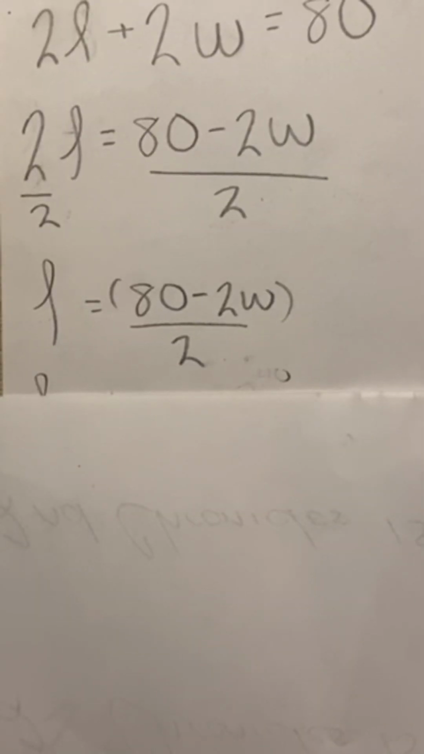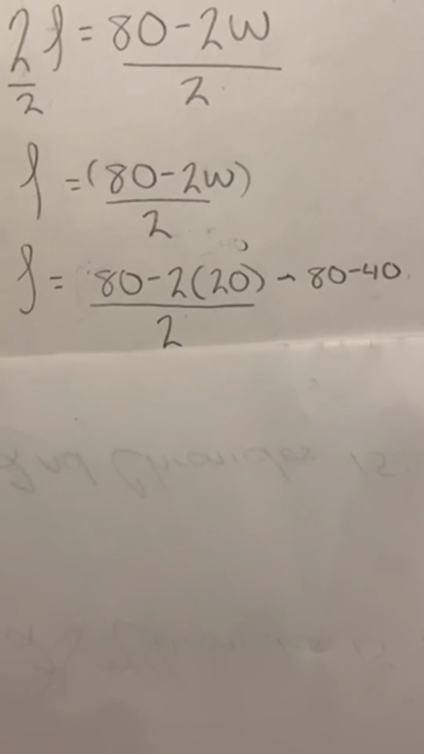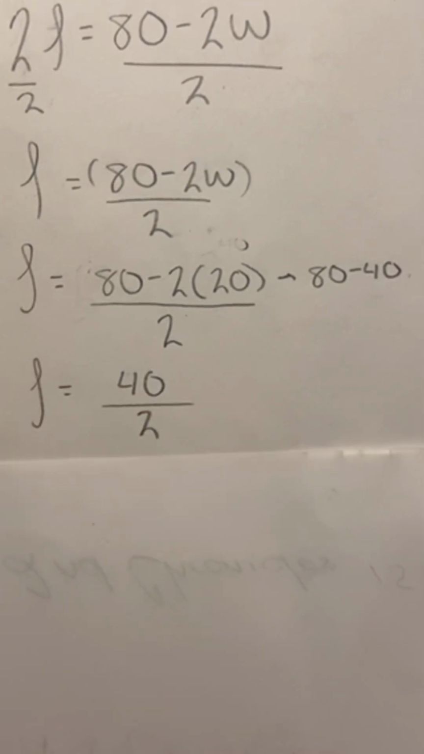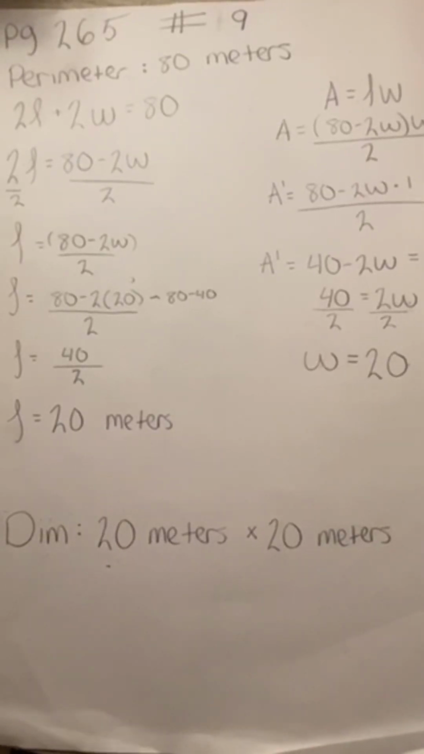Now that we found what our width is, we're going to plug that in to our length equation, which is our secondary equation, which will give us 80 minus 2 times 20, all divided by 2. 2 times 20 equals 40, and 80 minus 40 equals 40. So that'll give us 40 divided by 2, which means our length is also 20 meters. And our final dimension is 20 meters by 20 meters.